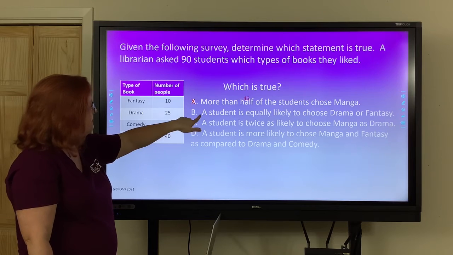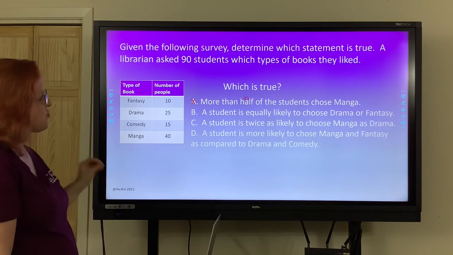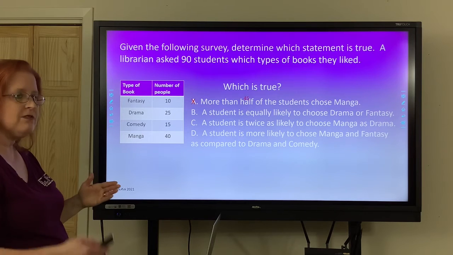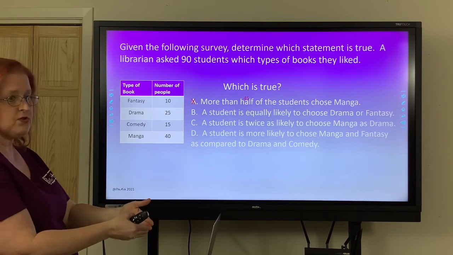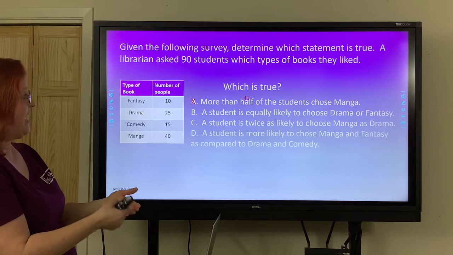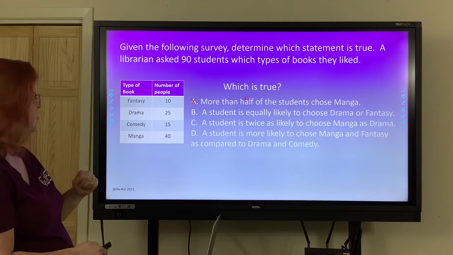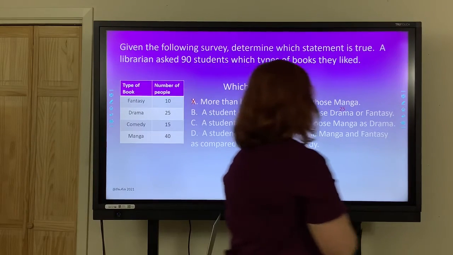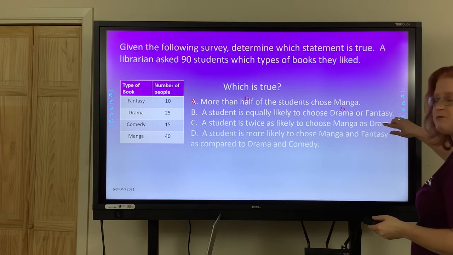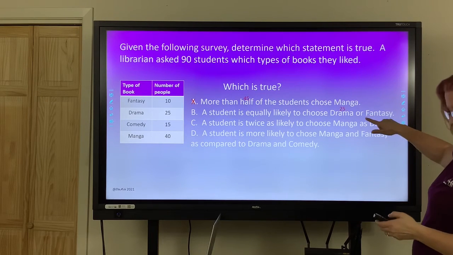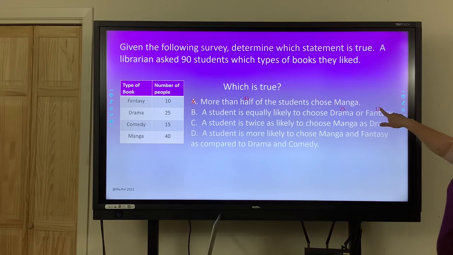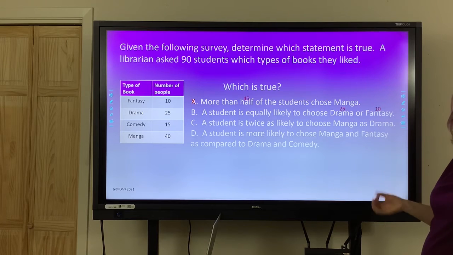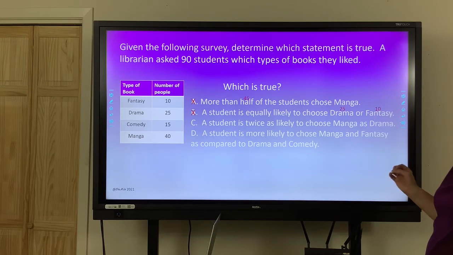All right, answer choice B. A student is equally likely to choose drama or fantasy. Equally likely means they are the exact numbers or they're very close to being the exact numbers. So let's go look at how much drama is. Drama is 25. And fantasy, when we look over at fantasy, it's 10. Are those the same numbers? No, they are not equal. So it's not equally likely. So I would throw that answer choice out.